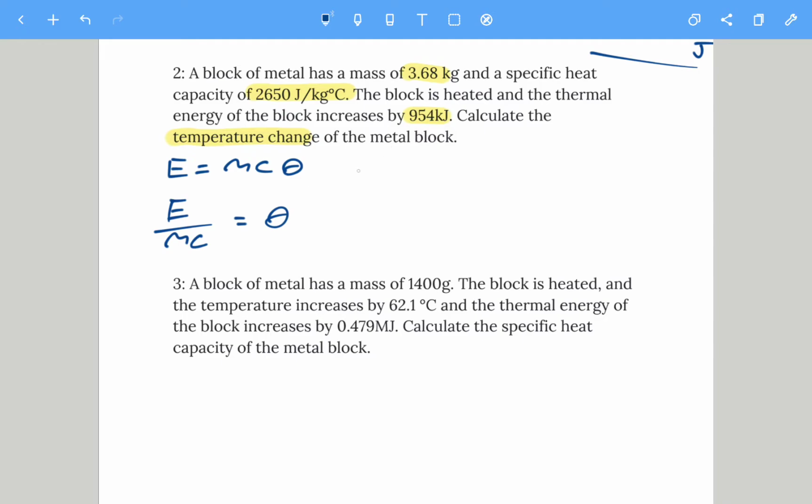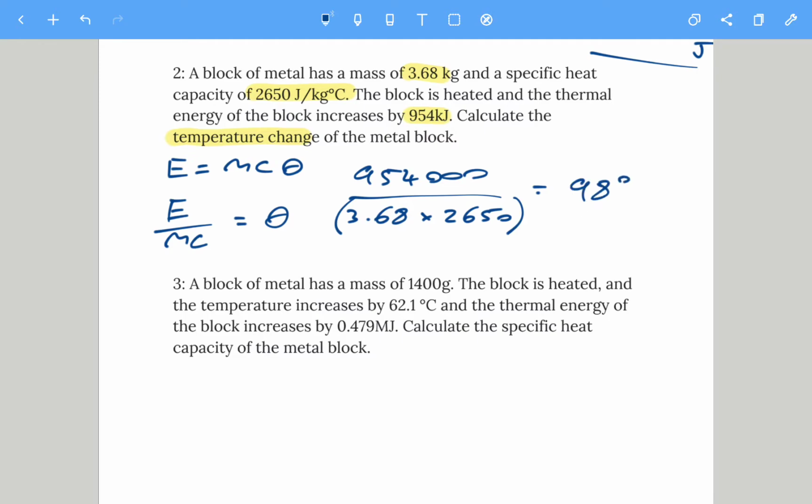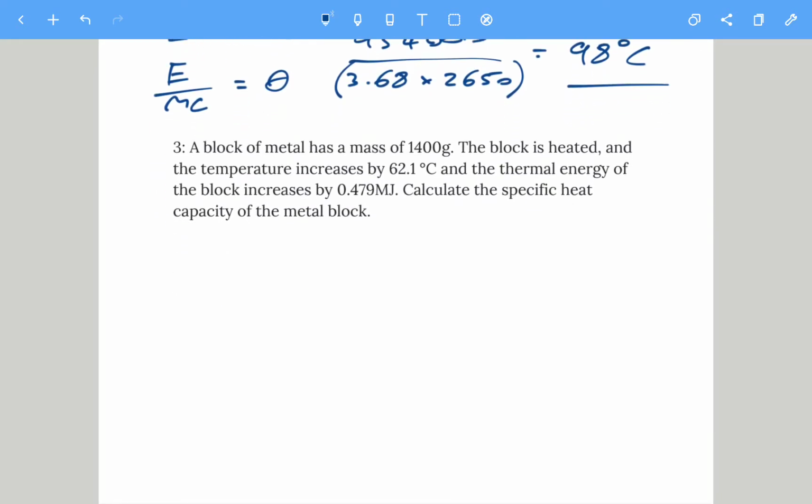So the energy is 954 kilojoules, so that's 954,000, divided by the mass, 3.68, multiplied by the specific heat capacity of 2,650. Put that in your calculator, and that gives a temperature change of 98 degrees Celsius. Right, let's look at the third one.